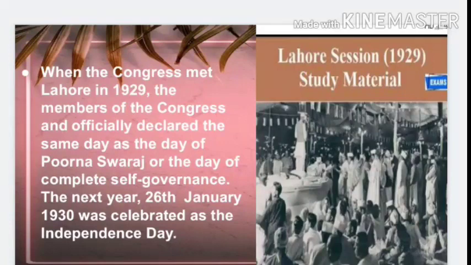When the Congress met at Lahore in 1929, the members of the Congress officially declared the same day as the Day of Purna Swaraj or the Day of Complete Self-Governance. The next year, 26th January 1930 was celebrated as the Independence Day. Now you all understood, no? Why did it come into existence on 26th January 1950? Because on this day in 1929, the Declaration of Indian Independence was officially announced by the Indian National Congress.